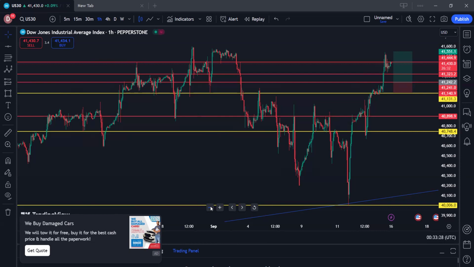Just waiting for a little bit of exhaustion on US30, but on US100, I'm definitely confirming that there could be movements to the upside immediately now. But yeah, I think this is the end of my technical analysis.